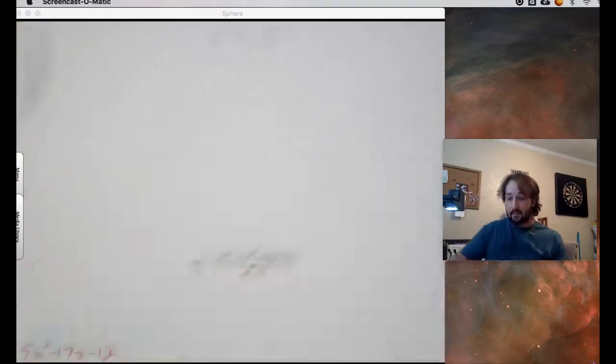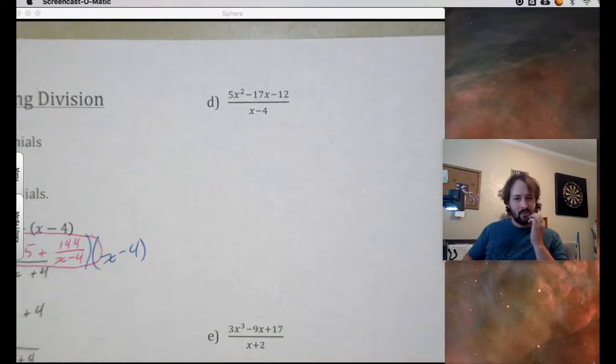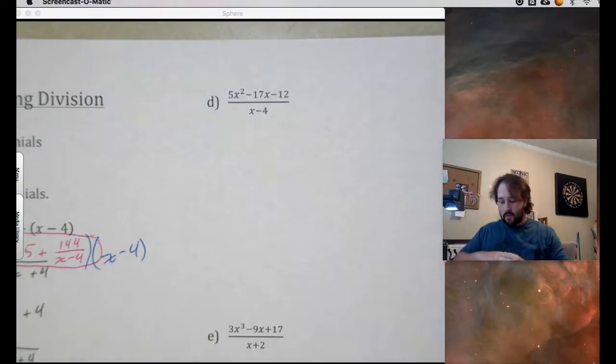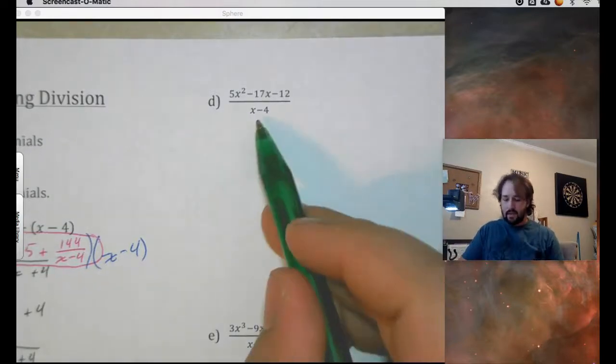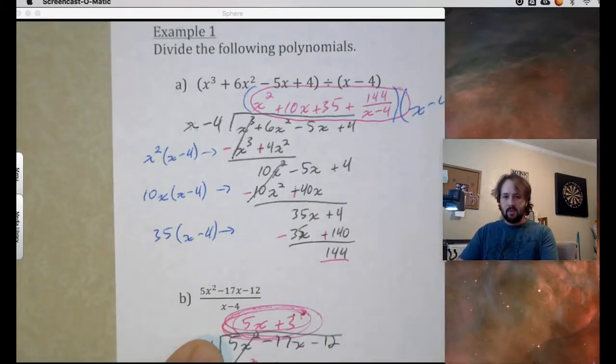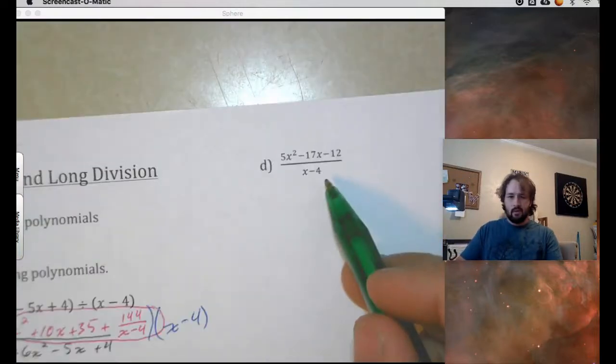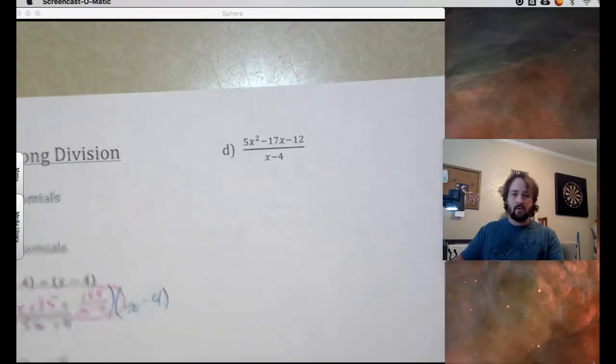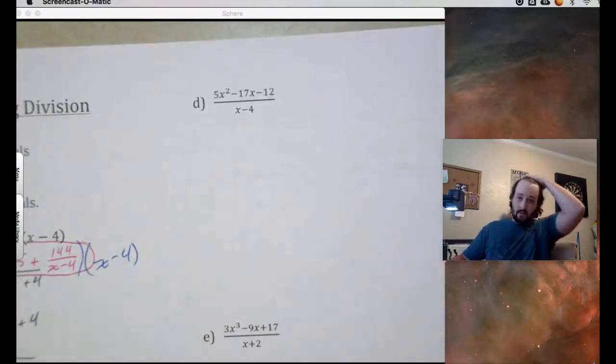All right, next thing we're going to talk about is something called synthetic division. I think you've done this in Algebra 1 before as well, but if you haven't, just check it out. It's really cool. Notice this looks exactly like example B that we did: 5x squared minus 17x minus 12 over x minus 4, and we got 5x plus 3 as our solution. Well, shouldn't we get the same thing? But I'm going to show you the new division, which is called synthetic division.